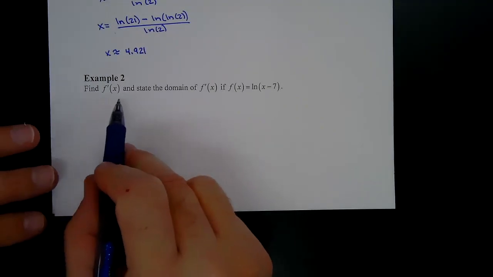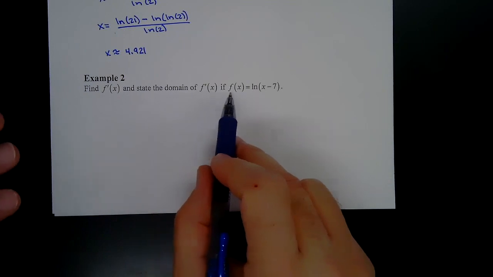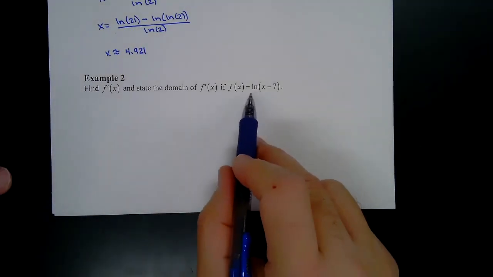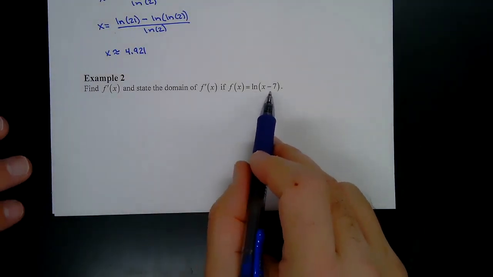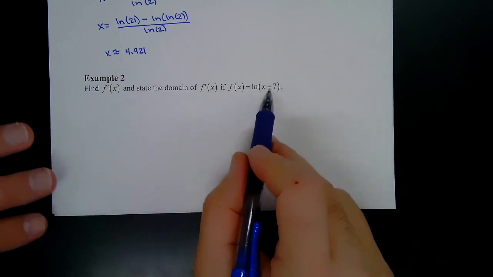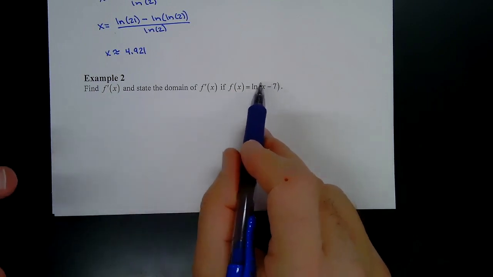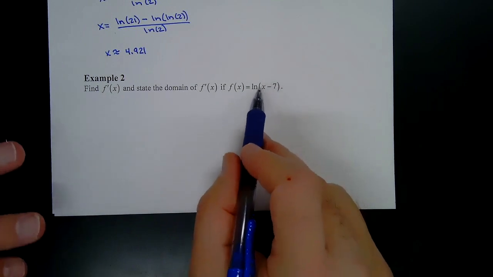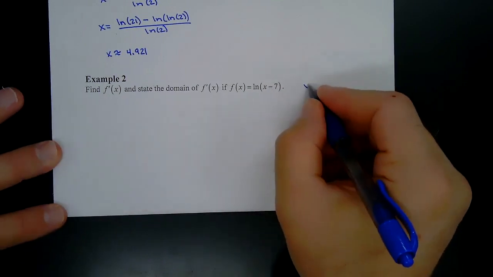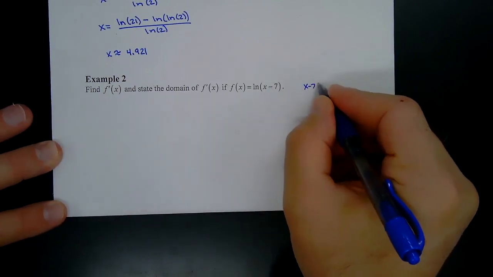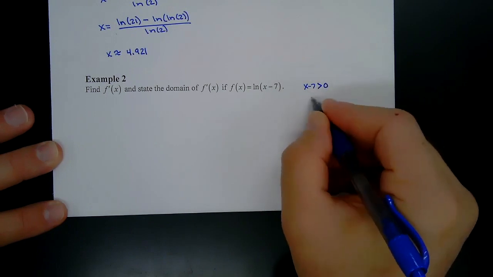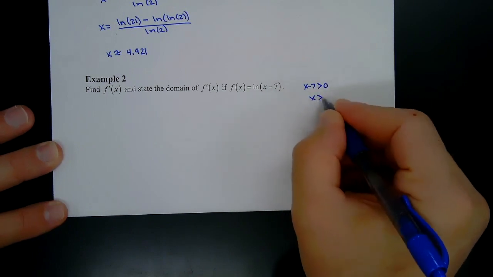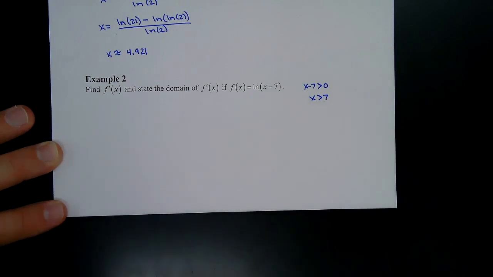So find f prime of x and state the domain of f prime of x if f of x is equal to ln of x minus 7. So domain, the very first thing is what the argument is, which is what we're taking the log of, right? In this case, it's x minus 7. X minus 7 must always be positive. So x minus 7 is greater than 0, which means x is greater than 7.